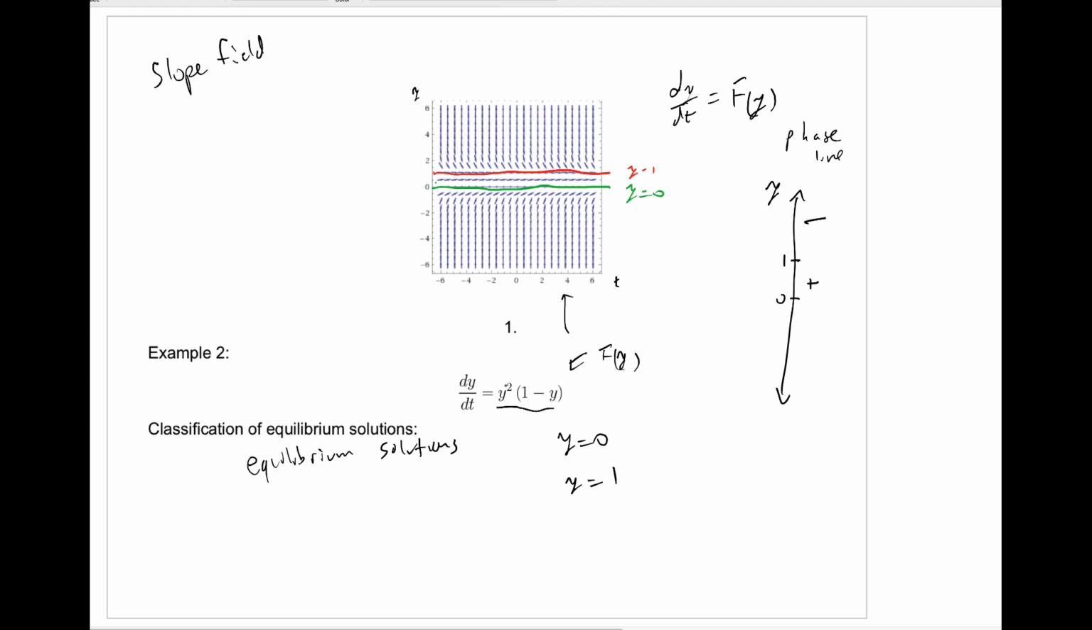If y is less than 0, that's still positive, and that's positive, so it's positive. So we have positive, positive, and negative, and you can see that from the slope field, that here you have positive slopes. In between here, it's not so obvious from the bad picture that I have here, but you see there are actually positive slopes there, and for y bigger than 1, you have negative slopes.